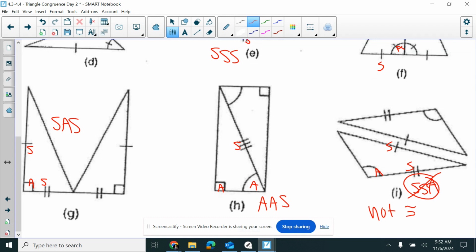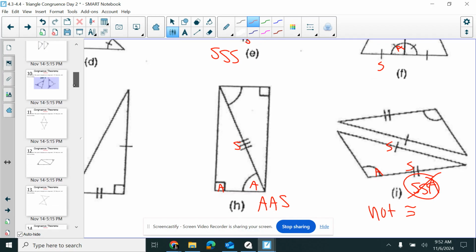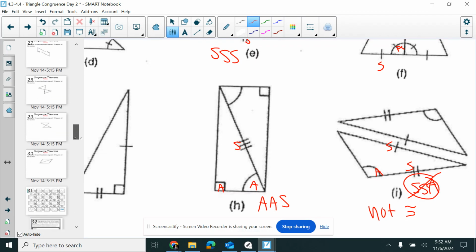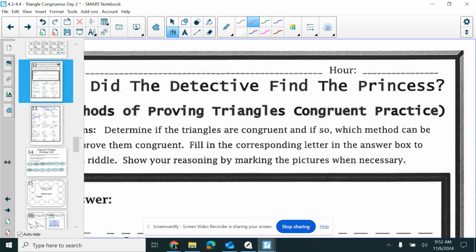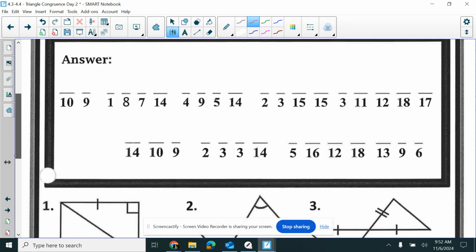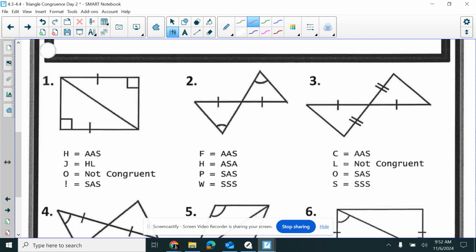Let's just look at a couple more of these because they can be a little bit confusing. Some of these ones, some of the sides aren't labeled. So again, if there's a shared side that's not marked, you want to add that mark so that you know you're going to use it. So now I know that shared side is congruent.